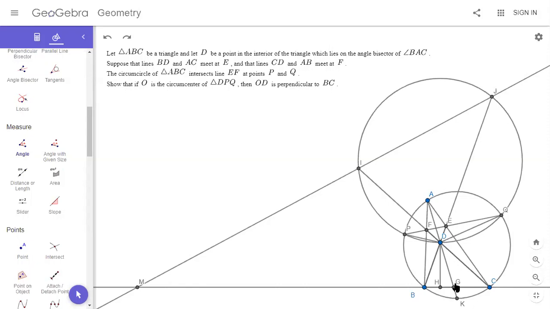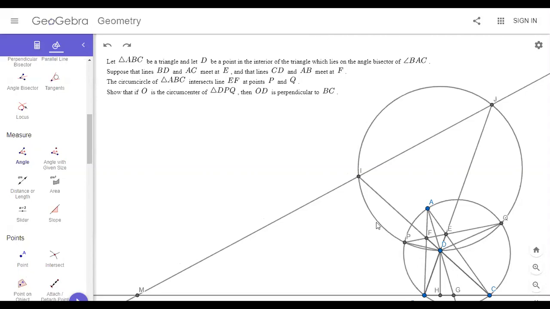I wonder if we could do some kind of projection. So what if those four points were in harmonic conjugation, M, B, C, and G, if we projected through D? Check the comments. How would it solve the problem if we showed they were in harmonic conjugation?